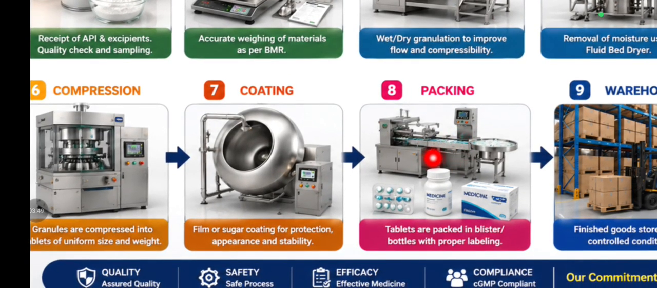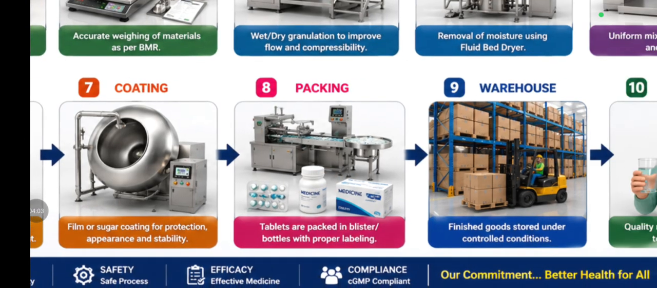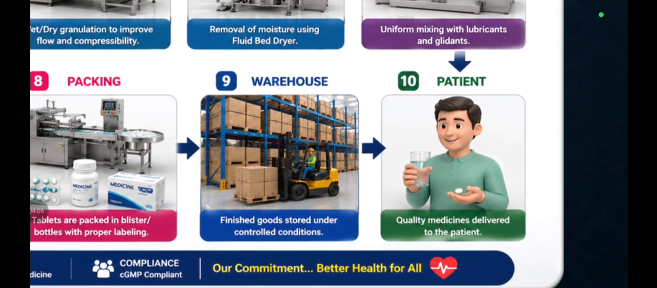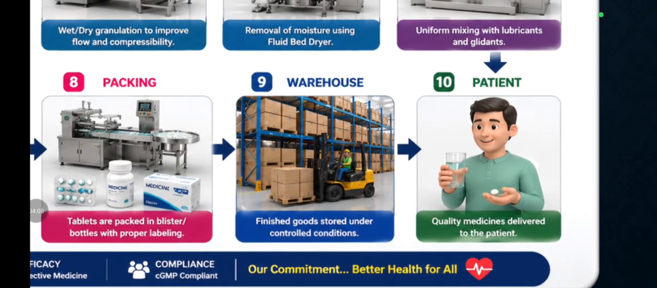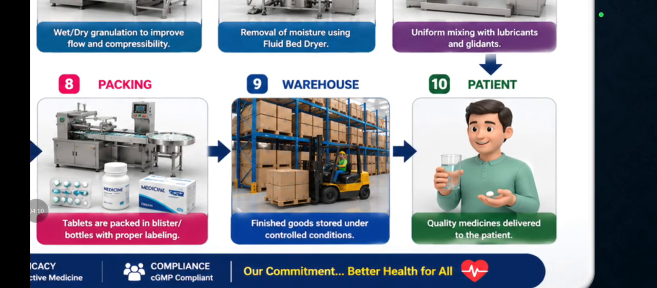In this packing area, two types of packing are available. First is the primary packaging and second is the secondary packaging. So tablets are packed in blisters, bottles with proper labeling. After this step is completed, it will go towards the warehouse, which is the store, the home of all materials, that is the finished goods stored under controlled conditions like temperature, humidity, etc., as per the requirement of the particular dosage form.